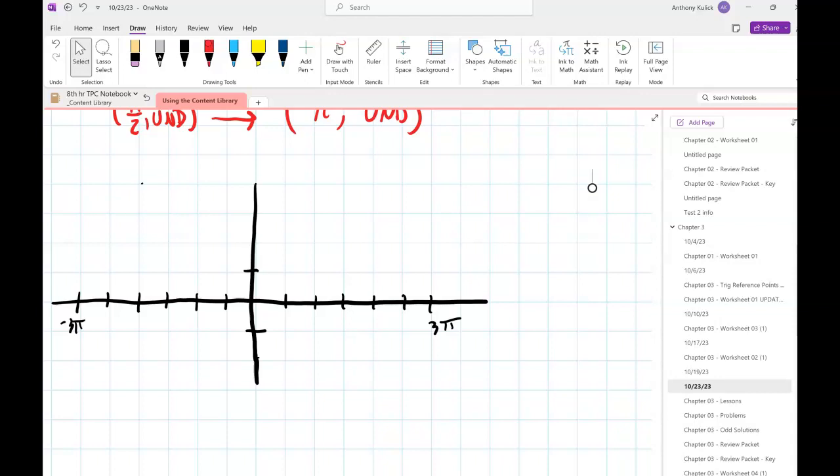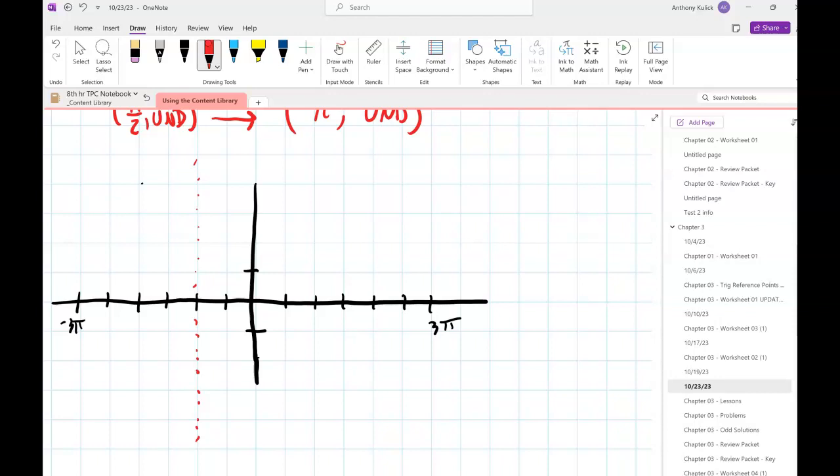Should it be a vertical asymptote or a horizontal asymptote? If I have an x comma undefined, it should be vertical because the x is telling us where to place it. So at negative pi, I have an asymptote. When I draw that in, I draw it as a dashed line.